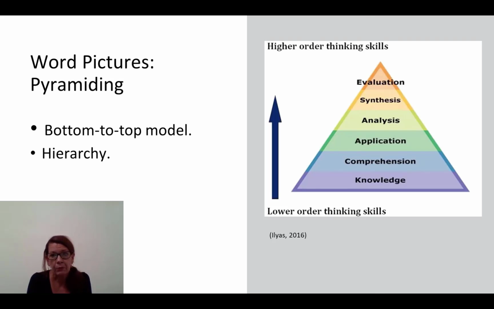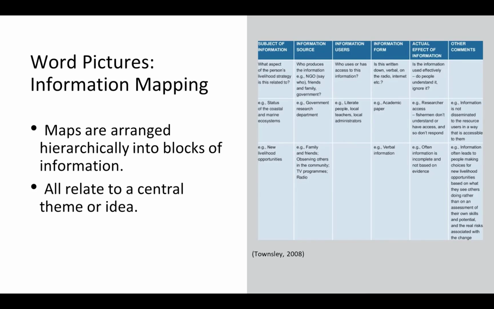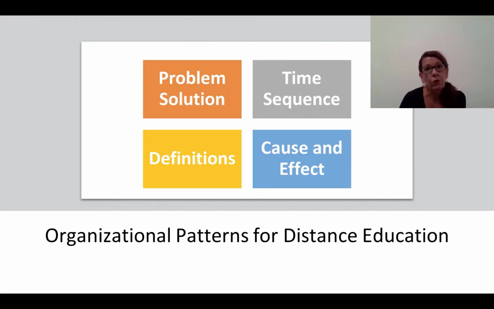An example of pyramiding that we are familiar with is Bloom's taxonomy. Finally, in information mapping, maps are arranged hierarchically into blocks of information. All the blocks relate to a central theme or idea. Four organizational patterns for distance education are also discussed in our text.